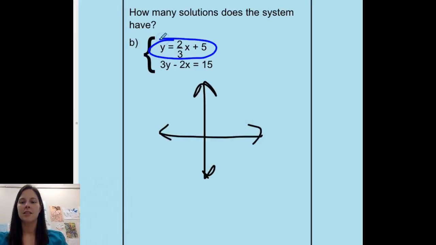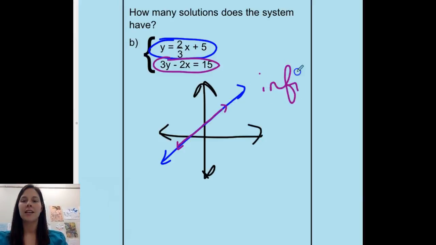Sketching what this system looked like. And to clarify that it did have two lines, I am going to graph both of them. I'm going to make my second line just a little bit shorter. And this was a case where they intersected in an infinite number of locations or points.